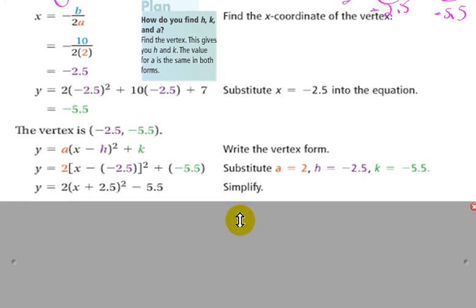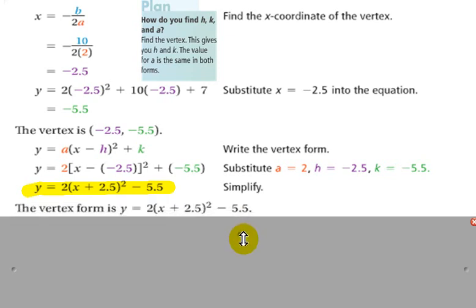Make sure you keep it in the vertex form though. So we're going to plug in a 2 for a, negative 2.5 for h, and negative 5.5 for k. And clean up your signs. Negative times a negative is a positive. And the bottom result is, there's your equation. There's your vertex form. The same equation translated to vertex form. Y equals 2 times the sum of x plus 2.5 squared minus 5.5. And that is it.